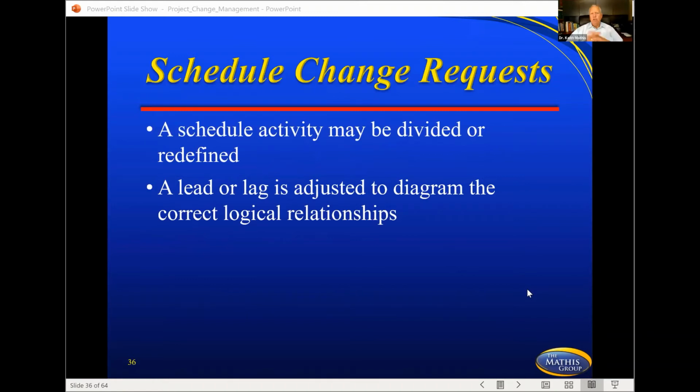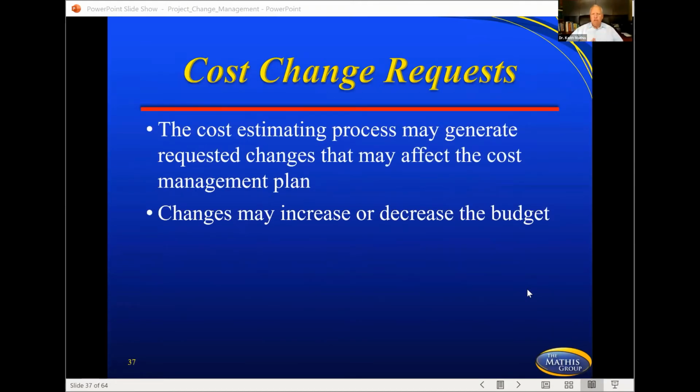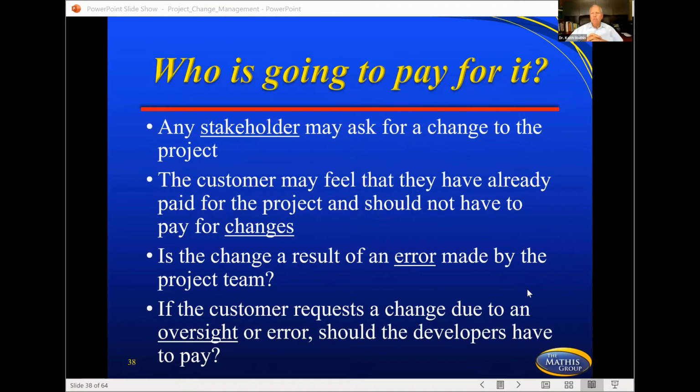All right, so let's talk about the third part of that stool, which is going to be cost. Well, in a cost change request, the cost estimating process may generate requested changes that may affect the cost management plan. Changes may increase or decrease the budget. Once again, most change orders you're not able to do in a vacuum by themselves. It's normally going to impact the cost, the schedule, or the scope of that project. So we get into this whole deal of who's going to pay for this change request. If you're working with a vendor, you've had this many times.